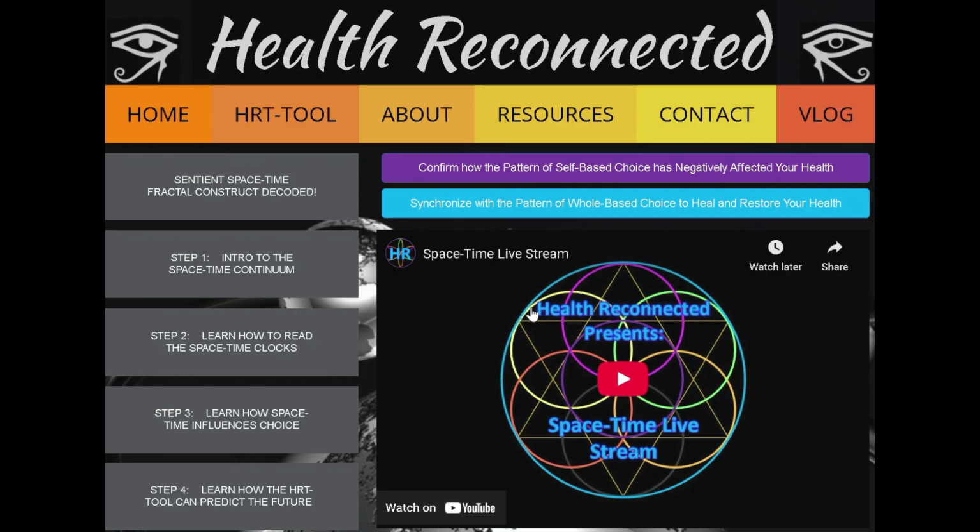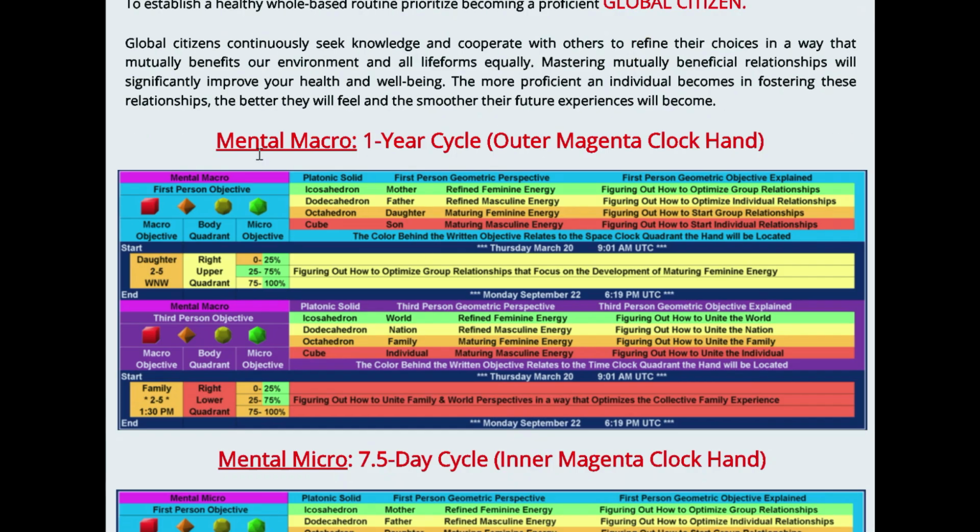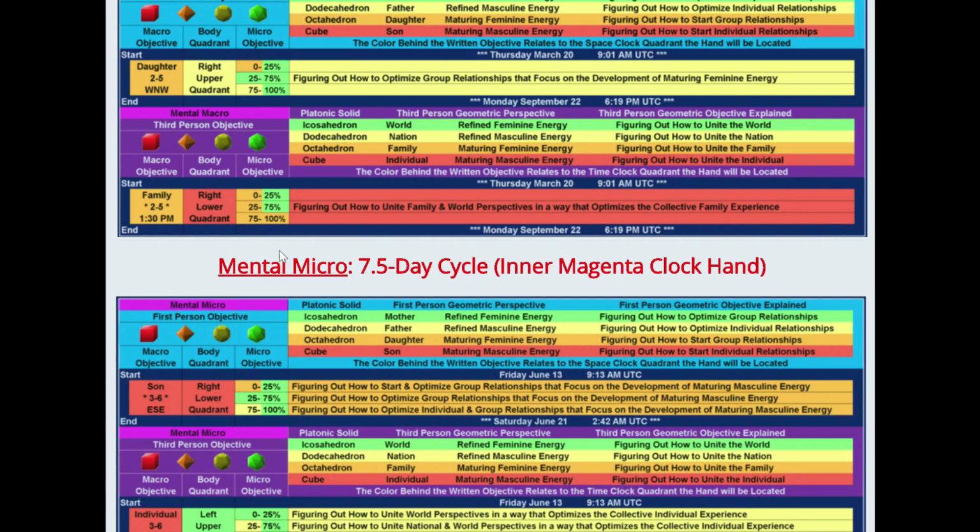All right. So we're going to navigate here to the predictions page. So this is the home page, obviously, of the website. We're going to the predictions page. And literally, the last two examples we just did were how to connect the space-time clocks to the mental macro, the year cycle, and the mental micro, the 7.5 day cycle.